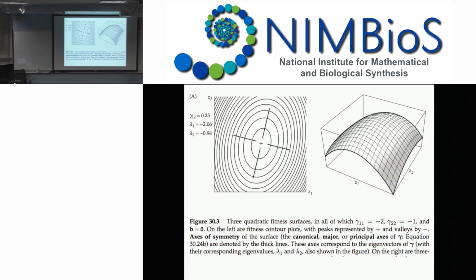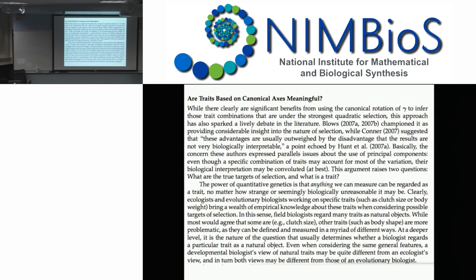So what it basically says here is that for these traits, here are the axes selection acts upon. It acts in this direction with a certain strength. It acts at right angles in that direction with another strength. So I've taken selection and broken it into independent axes where selection acts, and that's given by the gamma matrix, and therefore they're actually quite meaningful, right?